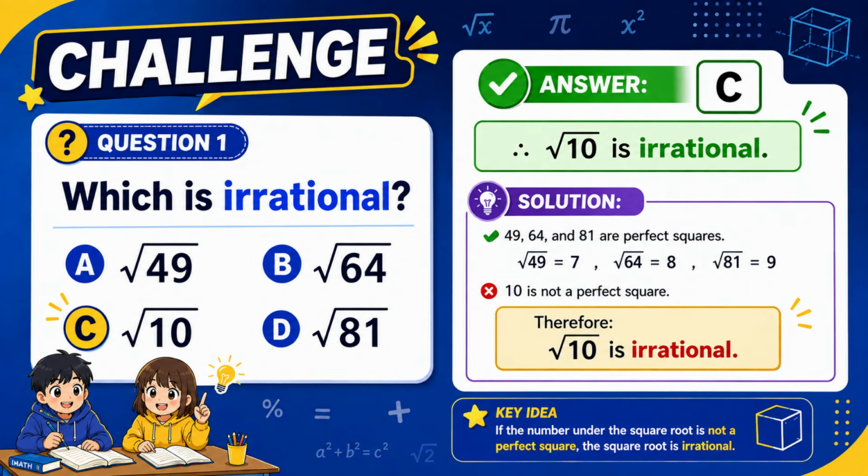Look at the numbers inside the radicals. 3 are perfect squares, but 10 is not. Therefore, the square root of 10 is the irrational number.